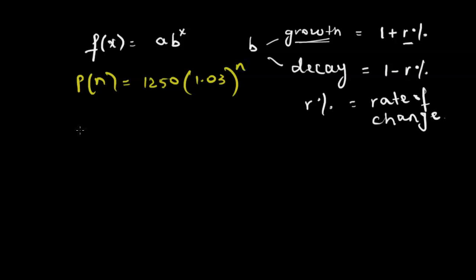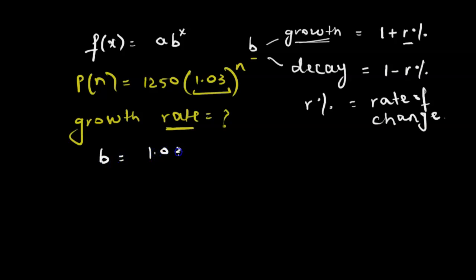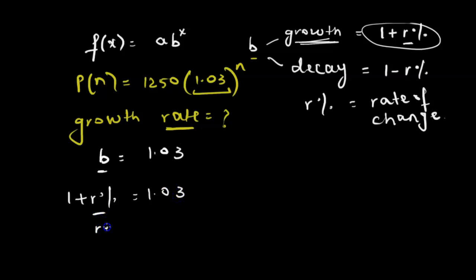We are supposed to find the growth rate. For finding the rate, we just use the b value because the rate is contained in the b value. So we know b is equal to 1.03. If it is a growth equation, then it's 1 plus r%. Now we change b to 1 plus r% equal to 1.03.